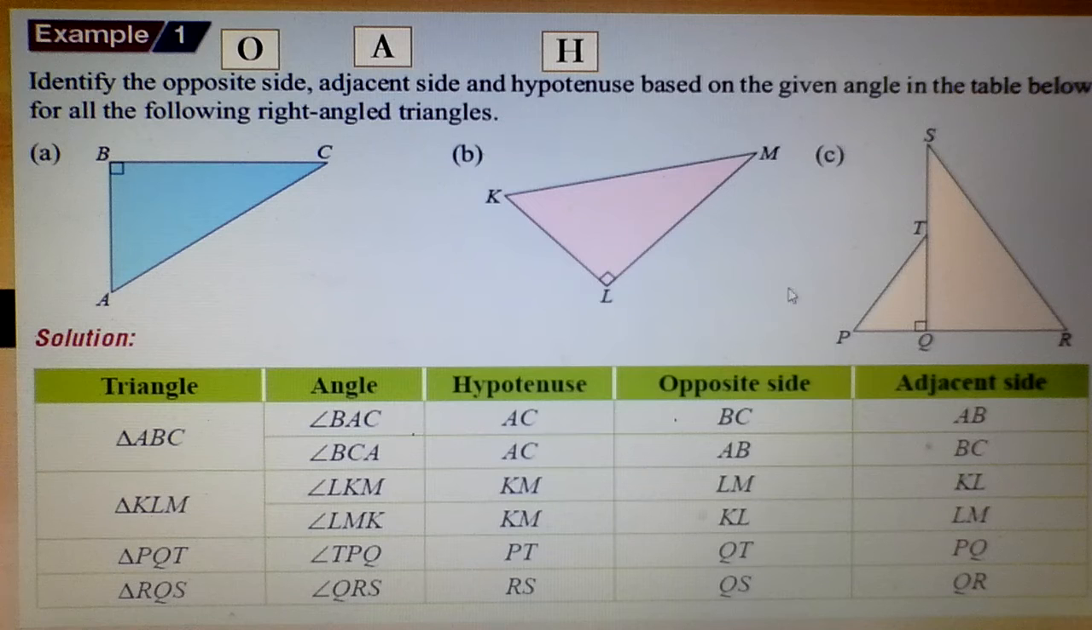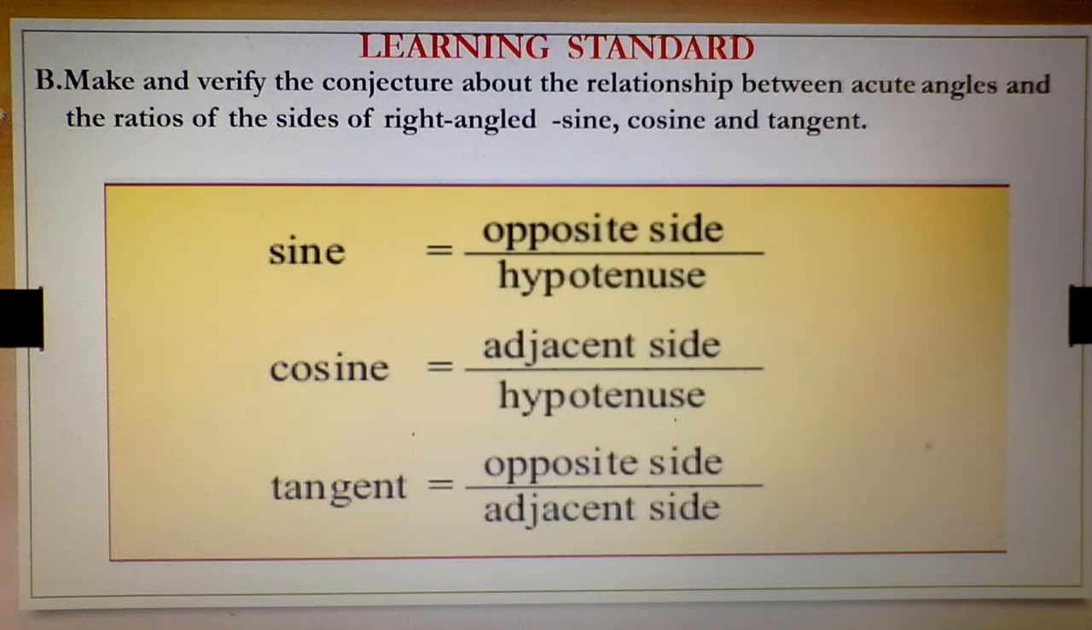So you must know which one is hypotenuse, which one is opposite, which one is adjacent. Okay, now next, we want to make and verify the conjecture about the relationship between acute angles and the ratios of sides of a right angle triangle: sine, cosine, and tangent. Sine we just write as sin, cosine as cos, tangent as tan. Okay, so it's abbreviation, singkatan dia, sin, cos, tan.